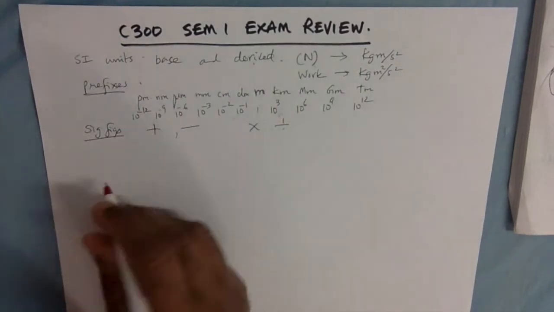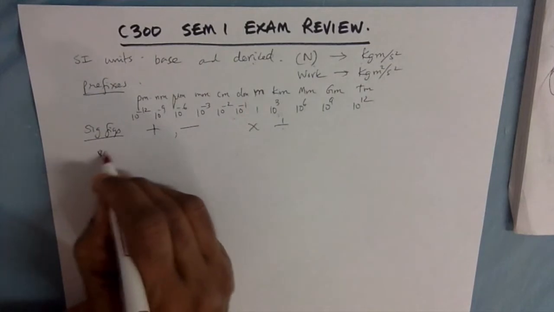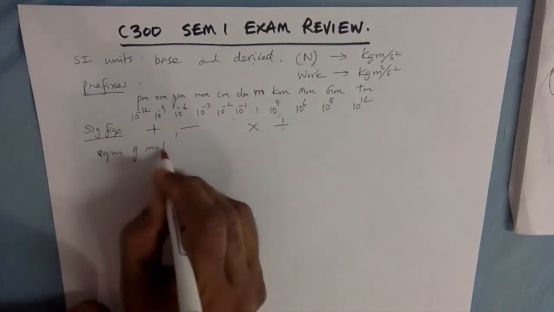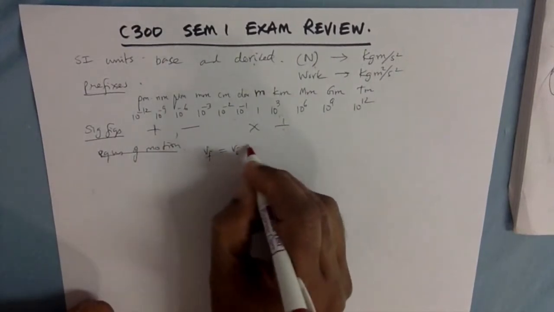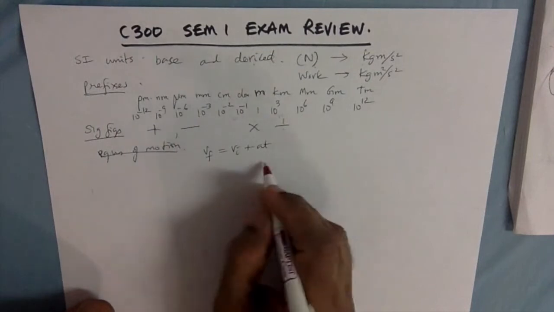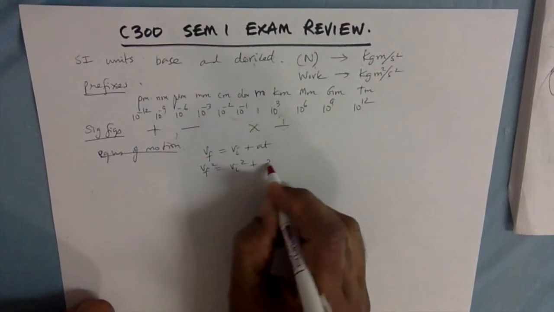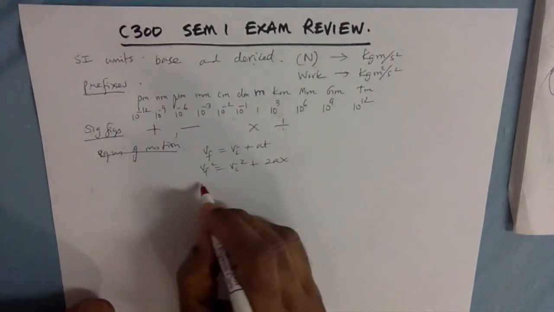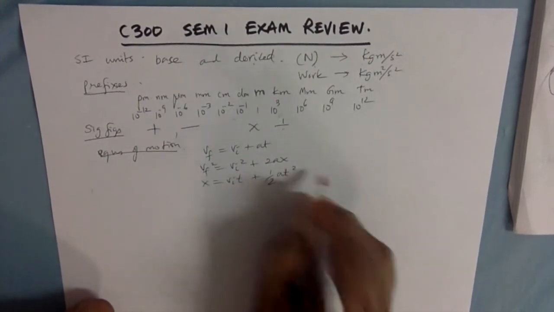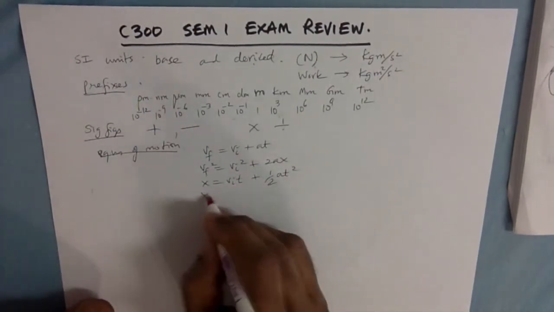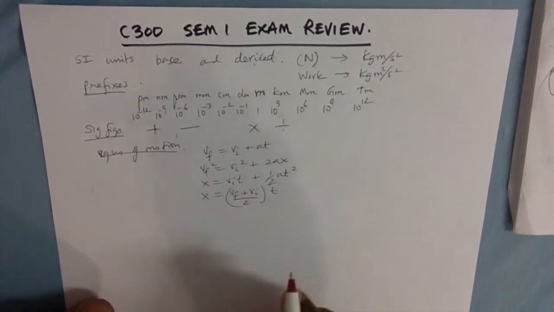Moving on to the second areas, we went through all the equations of motion. So we saw equations of motion, where we saw all the equations. Vf is equal to vi plus at, which comes through the definition of acceleration. And then we have vf square is equal to vi square plus 2ax. And then we have x is equal to vit plus half at square. And then x is also equal to vf plus vi divided by 2, the whole thing times time.